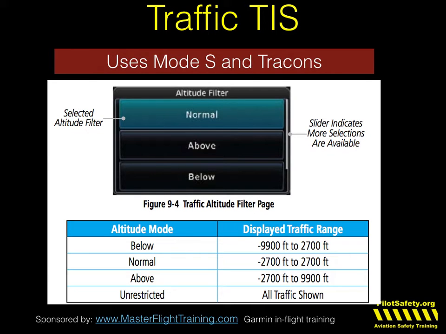This is a key thing to check, especially if you fly with other partners. I was flying with a guy just a couple days ago, and I'm looking out the window in a plane, and his traffic display is only showing a guy below us. It's because somebody had been fiddling with it and had put it to below instead of normal. So always leave it at normal.